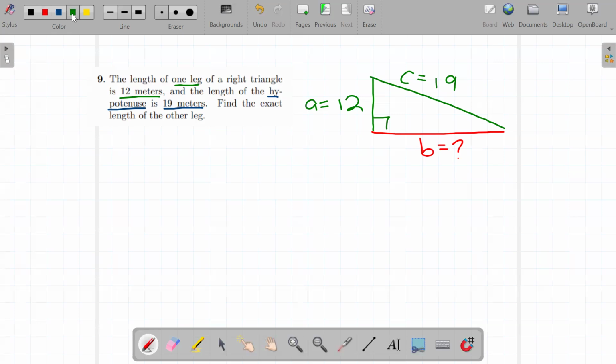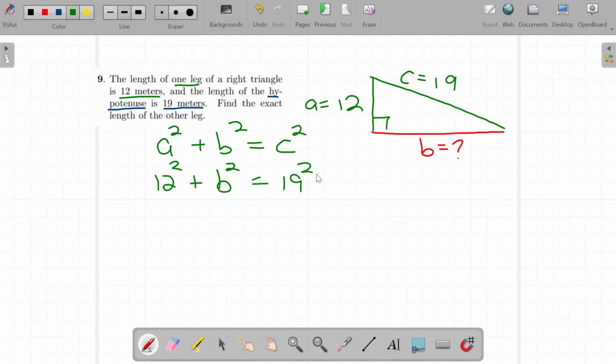And then I want to plug that into a squared plus b squared equals c squared. So this time I'm going to have a is 12. I don't know b, so I'm just going to leave it as b squared. And oops, I forgot my square there, sorry. And the c is 19, so I'm going to put a 19 squared over there.